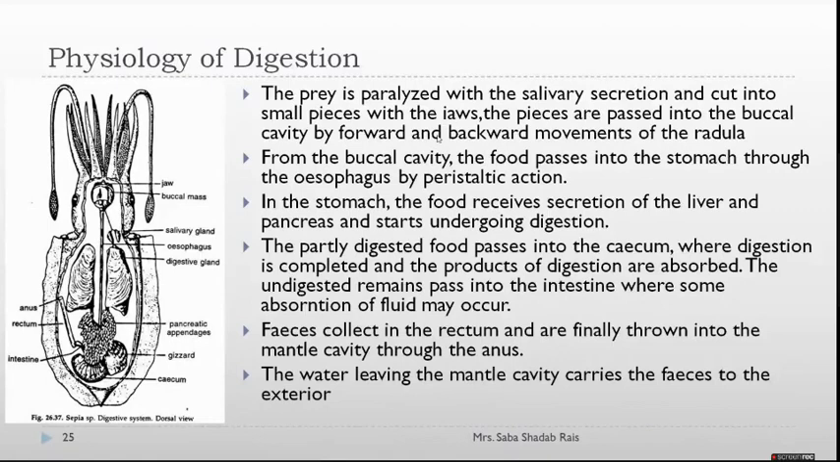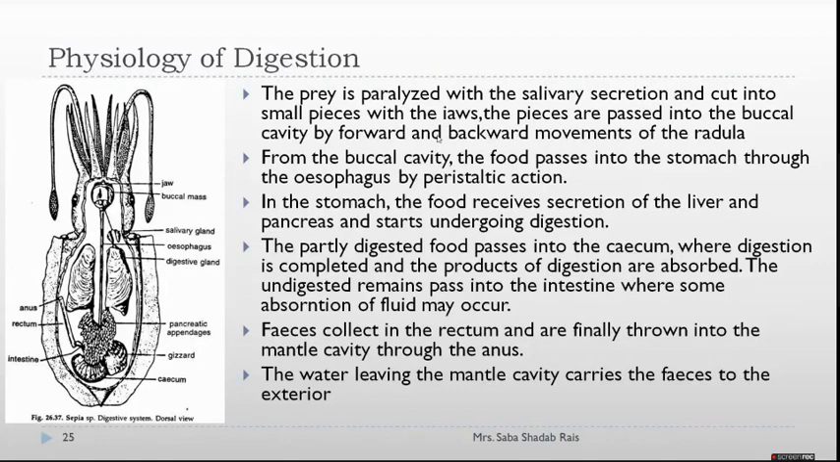Now the stomach, we have seen that it is covered with this liver gland, that is the hepatic gland. So from the hepatic gland the secretion of the liver will come, and we have also seen that this hepatic gland is filled with the pancreas, where the pancreas opens its vesicles. So it will have the pancreatic juice also.